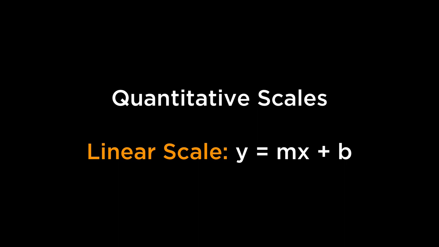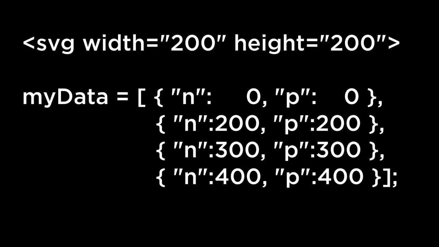Before we get into the math, let's take a step back. We start with the SVG container. It has to be 200 pixels wide by 200 pixels tall. This is the room it has in the HTML web page. We cannot change the size. Then we have the myData array. The data process we are visualizing produces 4 n, p coordinates.